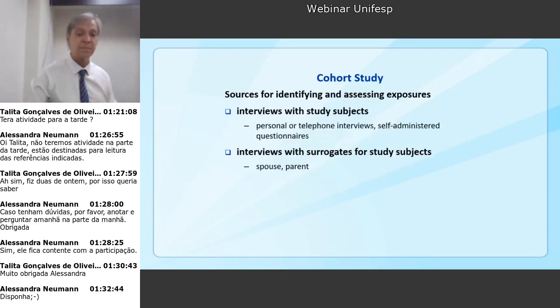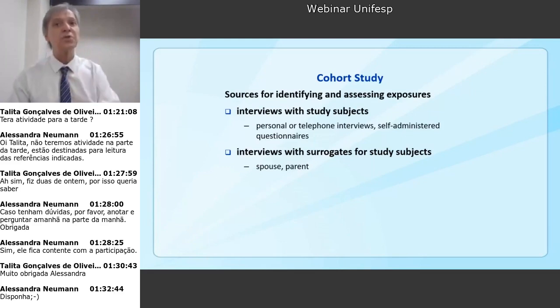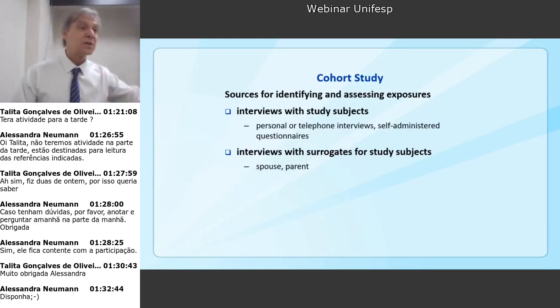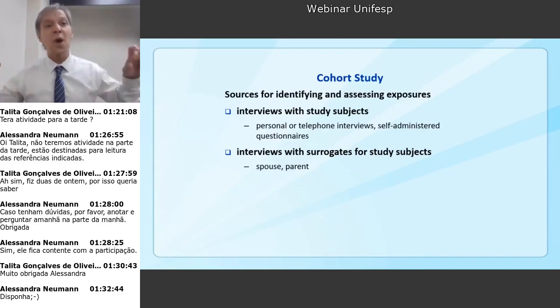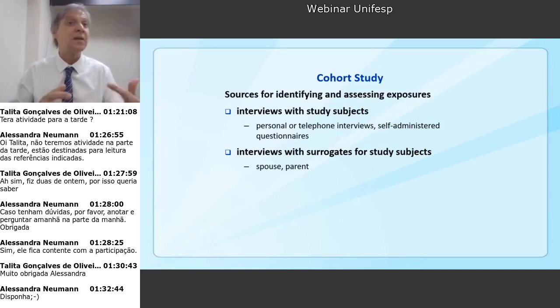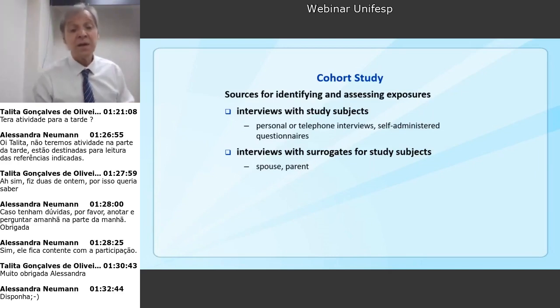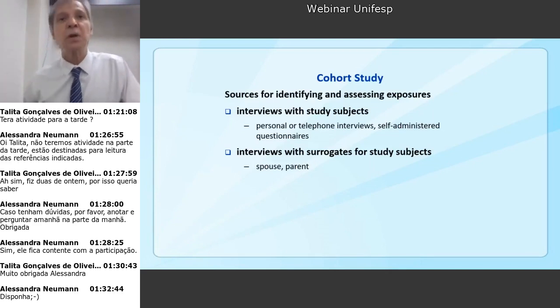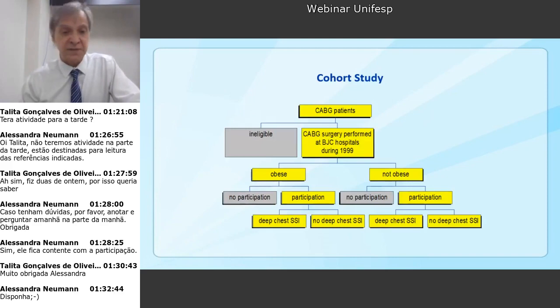Create a cohort that makes sense. Source for identifying and assessing exposure: interview, study subject, personal phone. Also, it's very common to use surrogates of the study subject. When do you do that? When you have a problem interviewing the person, because the person is home sick or is permanently in bed, so you need to use a proxy. But you need to know what can be measured by proxy. The other situation is parents, for children, for ethical reasons. Parents know a lot about the child's life, more than the child himself. So it's better to use proxies with children than the child himself.